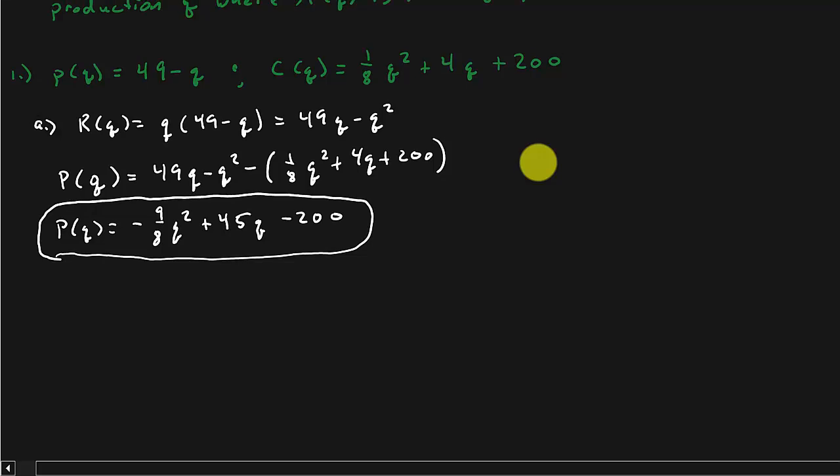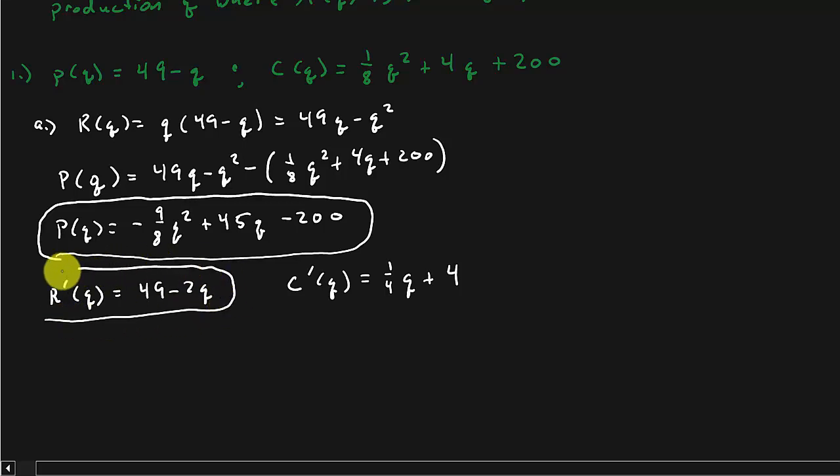And then we need the marginal revenue. So the marginal revenue, which is R prime of Q, that's going to be 49 minus 2Q. That's this, see, 49 minus 2Q. And then the marginal cost, that's the derivative of this. That's going to be 1/4 Q plus 4. Okay. All right. So there's the marginal revenue. There's the marginal cost. And then they want us to find the maximum profit.